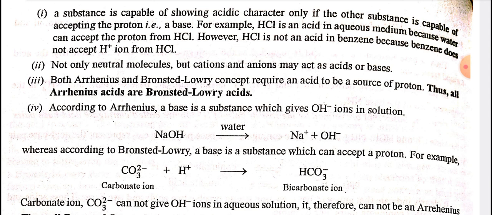Not only neutral molecules, but cations and anions may act as acids or bases. Both Arrhenius and Bronsted-Lowry concepts require an acid to be a source of proton. Thus, all Arrhenius acids are Bronsted-Lowry acids. According to Arrhenius, a base is a substance which gives hydroxyl ions in solution, that is, sodium hydroxide giving Na plus and OH minus. Whereas according to Bronsted-Lowry, a base is a substance which can accept a proton. For example, carbonate plus H plus giving bicarbonate.